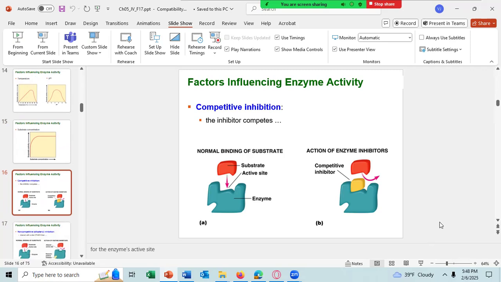Another factor that can influence enzyme activity is competitive inhibition. The inhibitor competes with the substrate for the enzyme's active site.